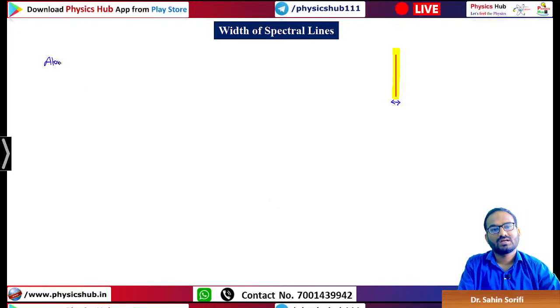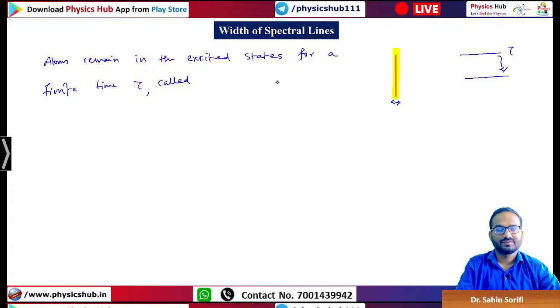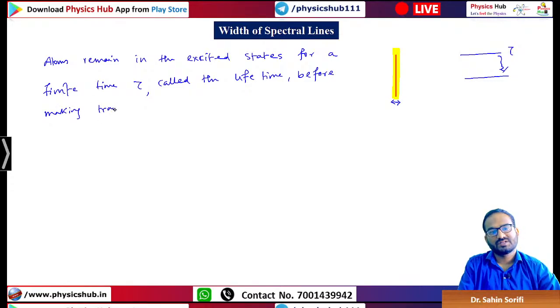Let us say atoms remain in the excited states for a finite time, let us say tau. So, if we consider that there are two states, the atom stays for a time tau, then it decays, right? The amount of time it stays in the excited state is known as the lifetime. So, it will stay up for that time, then it will make a transition.